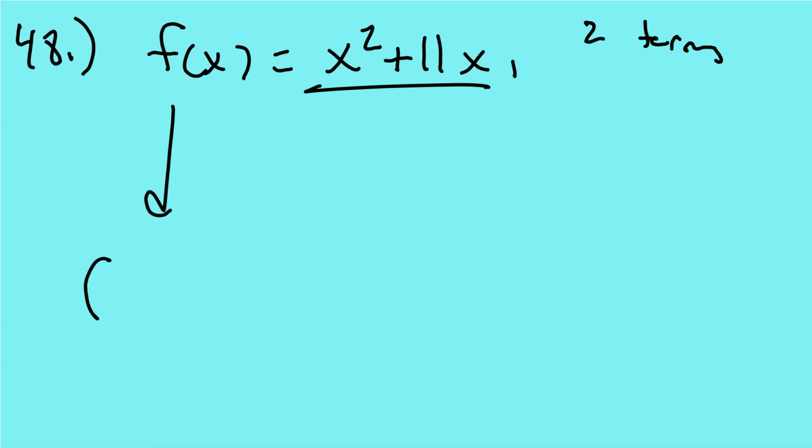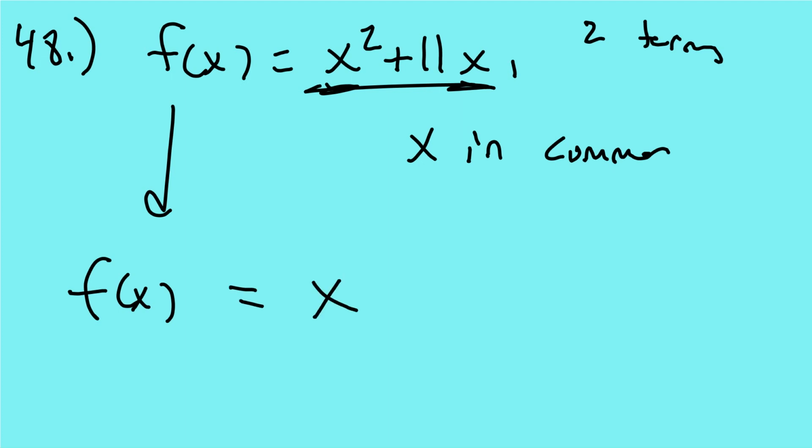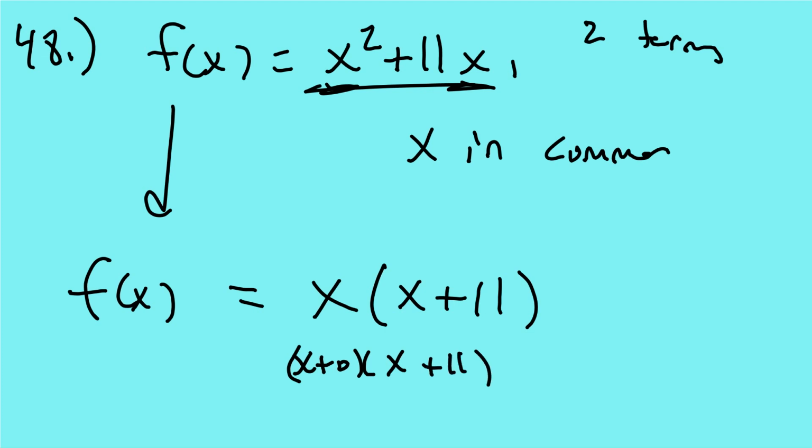So, remember that f of x is just going to drop down. And I say, look, they both have an x in common. So I put that x on the outside. And I'm going to write x plus 11 on the inside, because if I distributed that, it would go back to this. Now remember, you can think of this as x plus 0, x plus 11. So P, remember A is 1, that's easy. P is actually 0. And Q is actually negative 11. All right, that's it for 48.